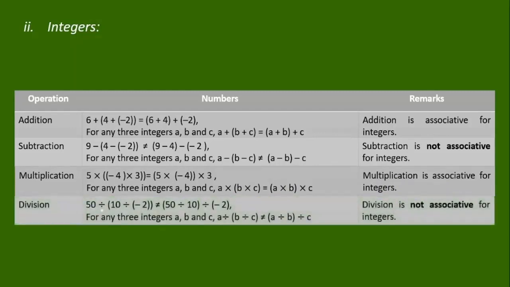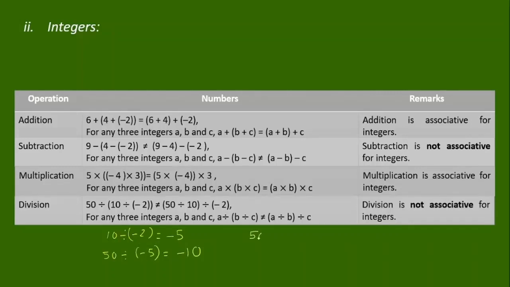Now for division we are considering 50 divided by (10 divided by minus 2). So this 10 divided by minus 2 is kept inside the bracket. So 10 divided by minus 2, what will it be? It will be equal to minus 5. Okay, so now 50 divided by minus 5, what will it give? It will give us minus 10. Okay, so that is the LHS.